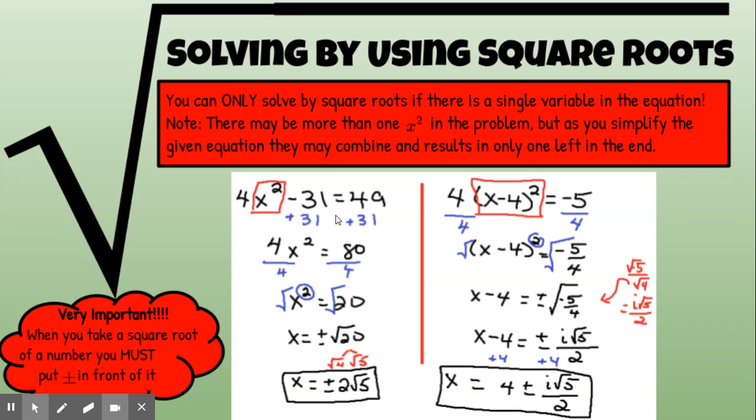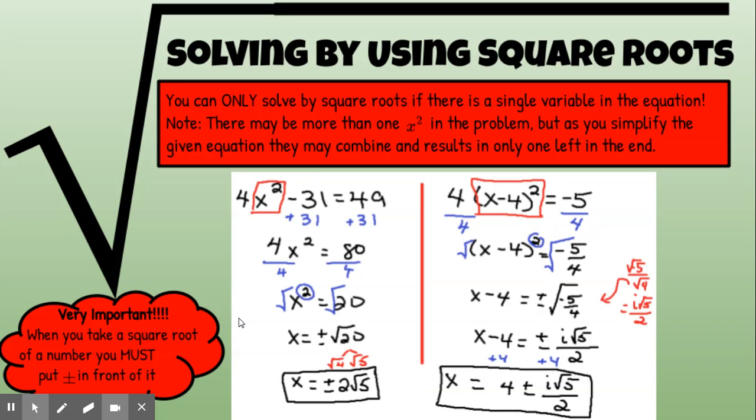All right, so I have 2 examples here. This first one, again, I see I only have the 1 single x squared. I'm going to solve like I solve every single equation you've ever solved before in your life. You get the variable by itself. So I add 31, I divide by 4, and now I'm left with this x squared.